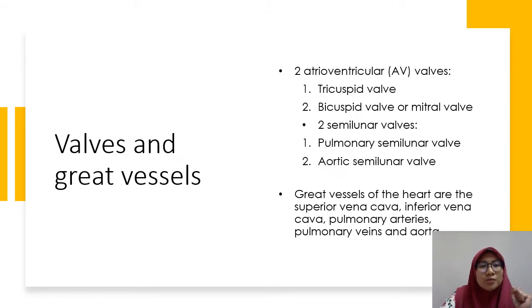Now we move to valve and great vessel. Valve adalah injap. Great vessels ni adalah saluran-saluran darah di dalam kita punya jantung. So we start with the valve first. We have two atrioventricular valves, which are tricuspid and bicuspid, ataupun nama lain dia mitral valve. And then we have two semilunar valves, pulmonary semilunar valve and aortic semilunar valve.